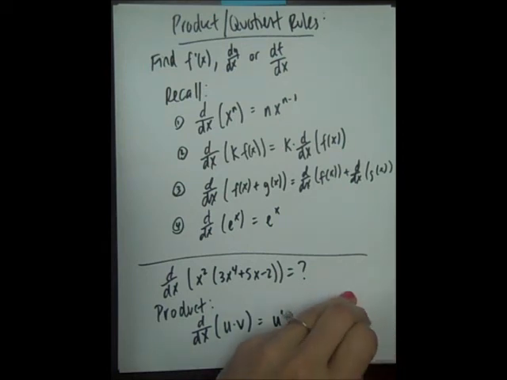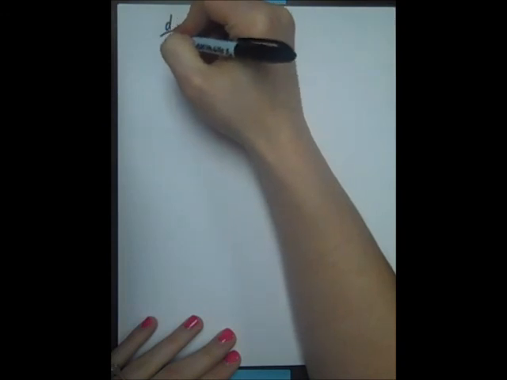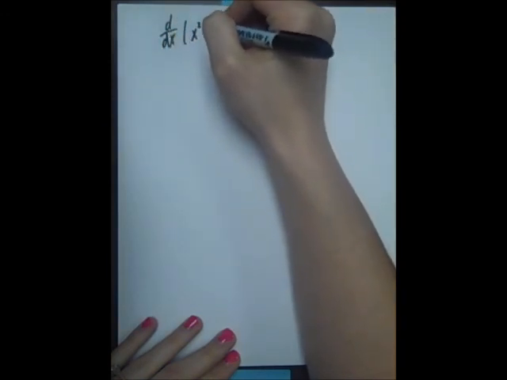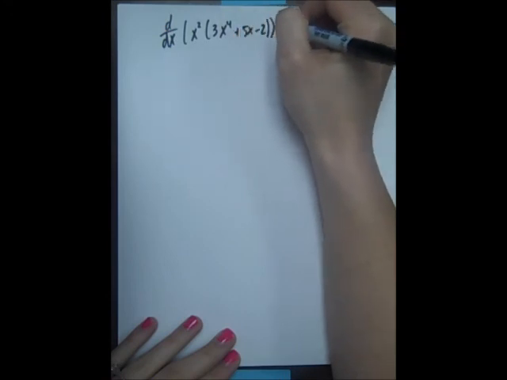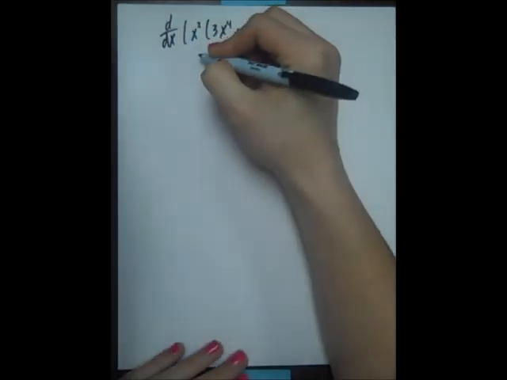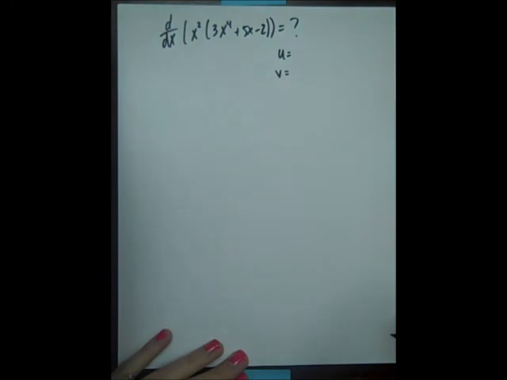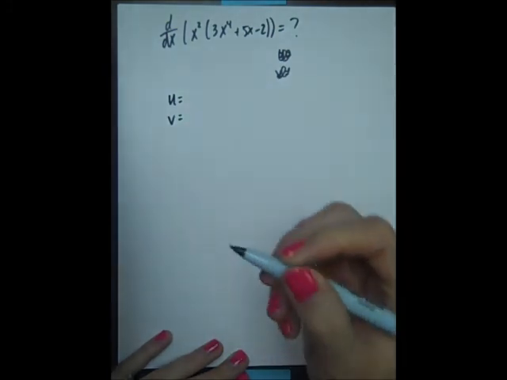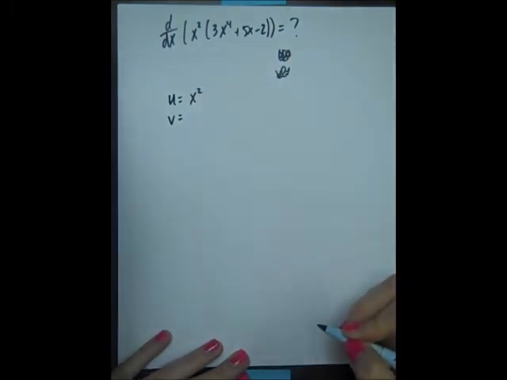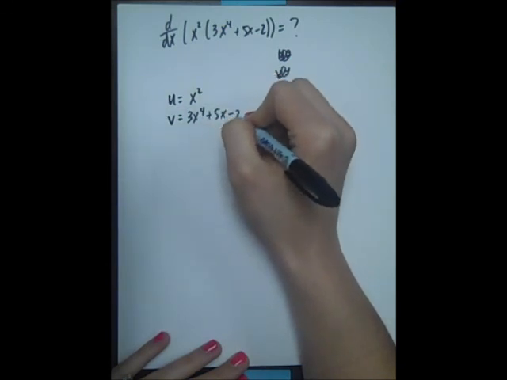So using this rule, let's figure out the derivative of x squared times 3x to the 4th plus 5x minus 2. What you want to first do is write out your u and your v. I'm going to write them over here so we have plenty of room. So u is the first function, that's x squared. v is your second function, so that's 3x to the 4th plus 5x minus 2.